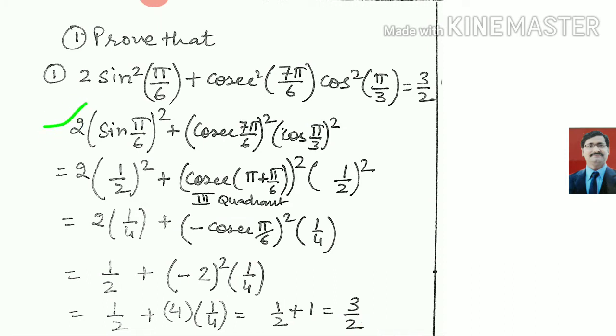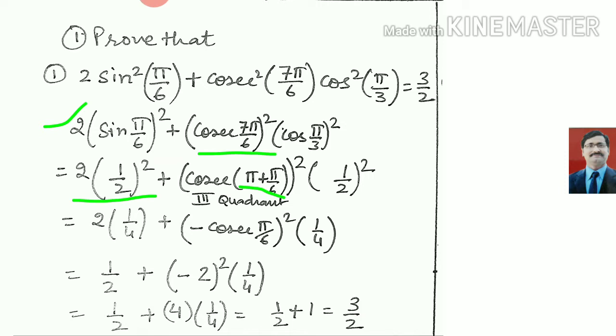Here we can write this as 2 (sin pi by 6)² plus (cosec 7 pi by 6)² (cos pi by 3)². In this, pi by 6 means 30 degrees, so sin 30 is 1 upon 2. Look at cosec 7 pi by 6. You can check here the numerator is 1 more than the denominator, so you can write it in the form of pi plus pi by 6. Pi plus pi by 6 is 7 pi by 6. Pi plus means more than pi.